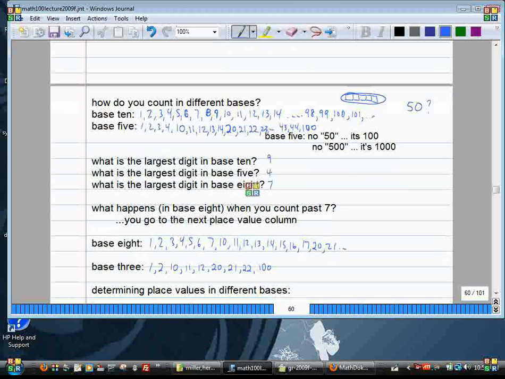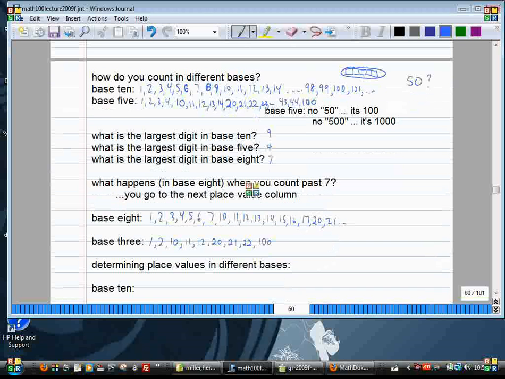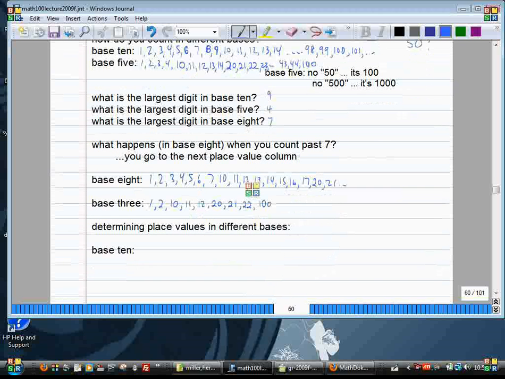So in order to do that, you have to figure out what is the place value of each number. In base 3, when you write 100, what does that 1 stand for? In base 8, when you write 21, what does the 2 represent? What does the 1 represent? Etc., etc. Okay. So, first let's talk about place value in base 10.